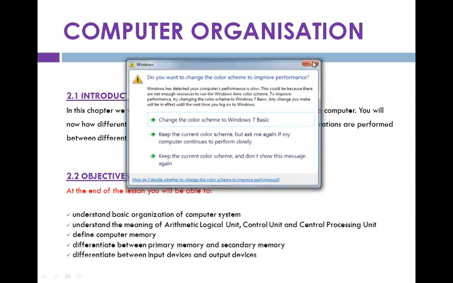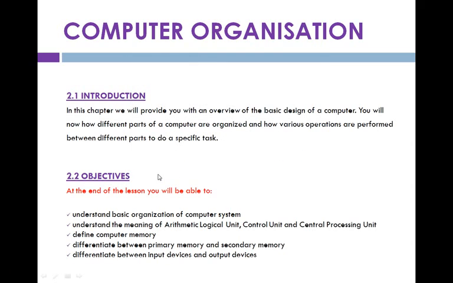These all things we will see one by one in this chapter. Then there is the objective, means at the end of the period you will be able to understand the basic organization of a computer, means basic parts of a computer, understand the meaning of the ALU, that is arithmetic and logical unit, control unit, and central processing unit.